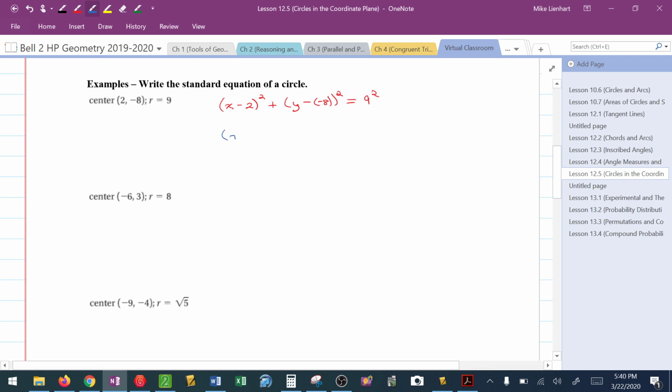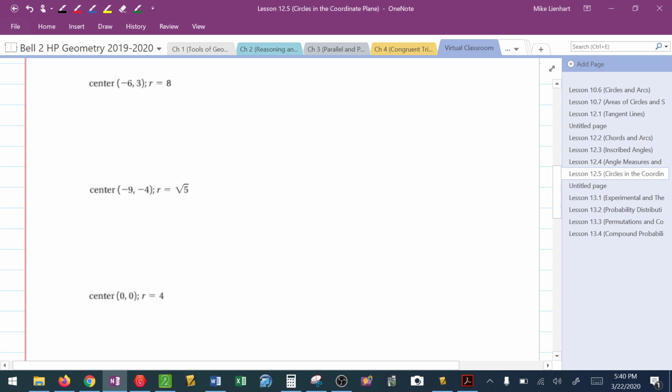So if I clean this up, this is an acceptable form known as standard. I have (x - 2)² + (y + 8)², minus a negative is the same as plus, and that equals 81. This is specifically what they are looking for. All right, so let's try it for a couple more of these.